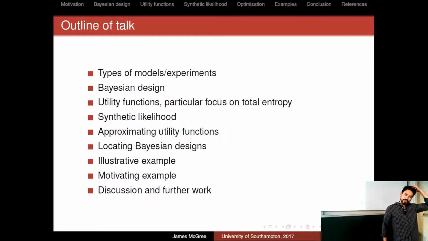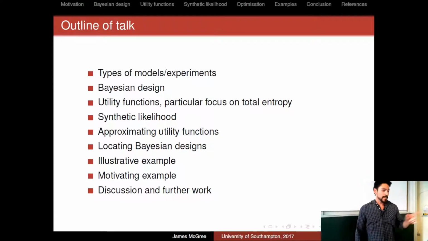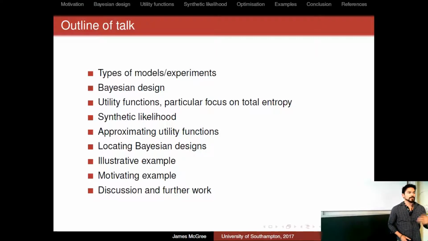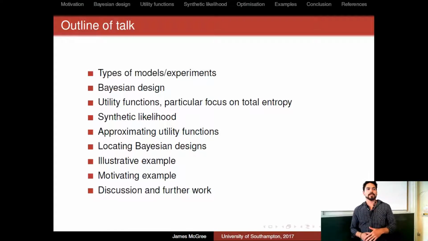Right, so this is an outline of the talk, so it shows where we're going and how we'll get there. So I'll start off by talking about the motivation for this work, the types of models we'll consider, types of experiments, etc. Give a brief background on Bayesian design, because I wasn't sure what the background of the audience was. So I've got a few slides on that. And a particular focus of that will be for models with intractable likelihoods.